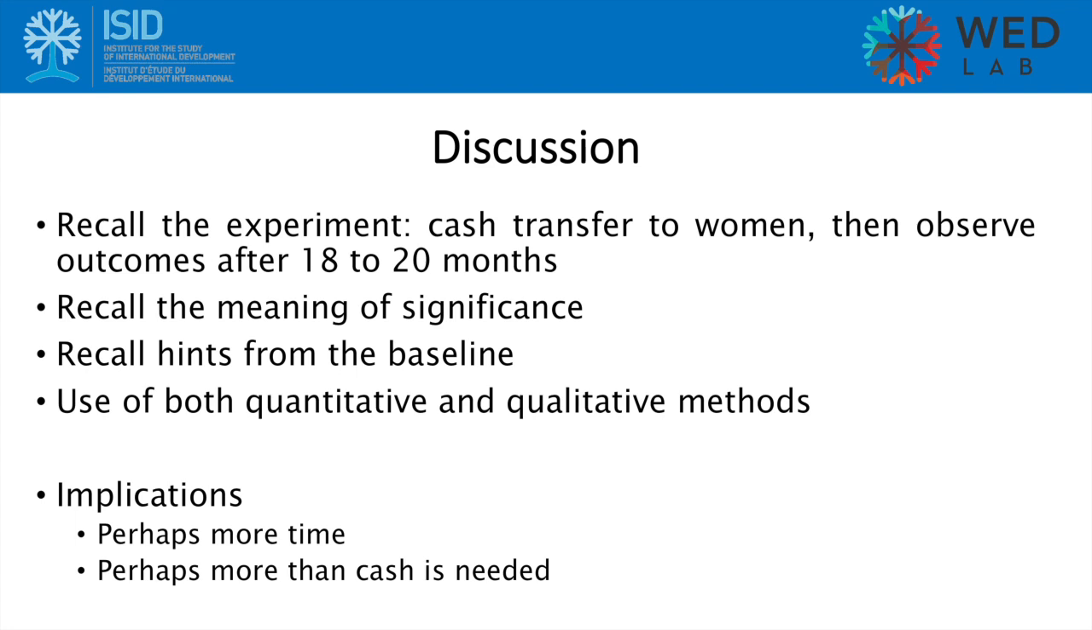So perhaps with more observations and, say, over 5 years, we would have been able to detect the difference from cash alone. But what we're trying to show, using both quantitative and qualitative methods, is that perhaps more time, but also more likely than not, more than cash is needed. It has to be different approaches. So cash could be a necessary condition, perhaps, but it's certainly not sufficient.